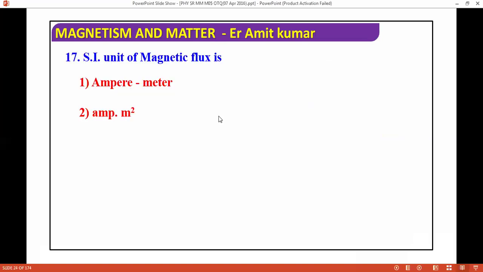Next question we are moving to: the SI unit of magnetic flux. It is a very easy and doable question. So what is the answer? Weber. The SI unit of magnetic flux is Weber. All of you should know this.